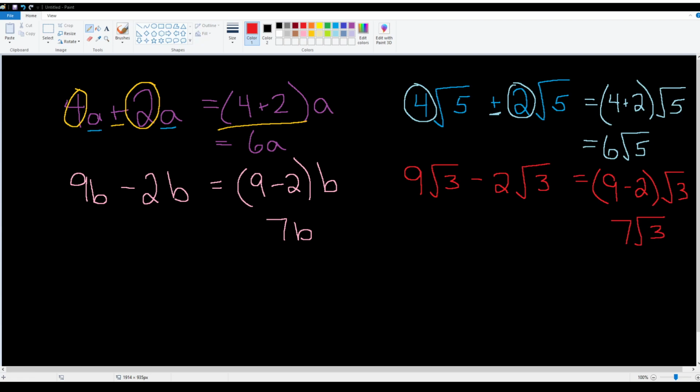Notice here that when we add or subtract our radical expressions, the radicand does not change. It's the exact same with our monomials here. When we added variables, the variable didn't change. When we add radicals, the radicand does not change.